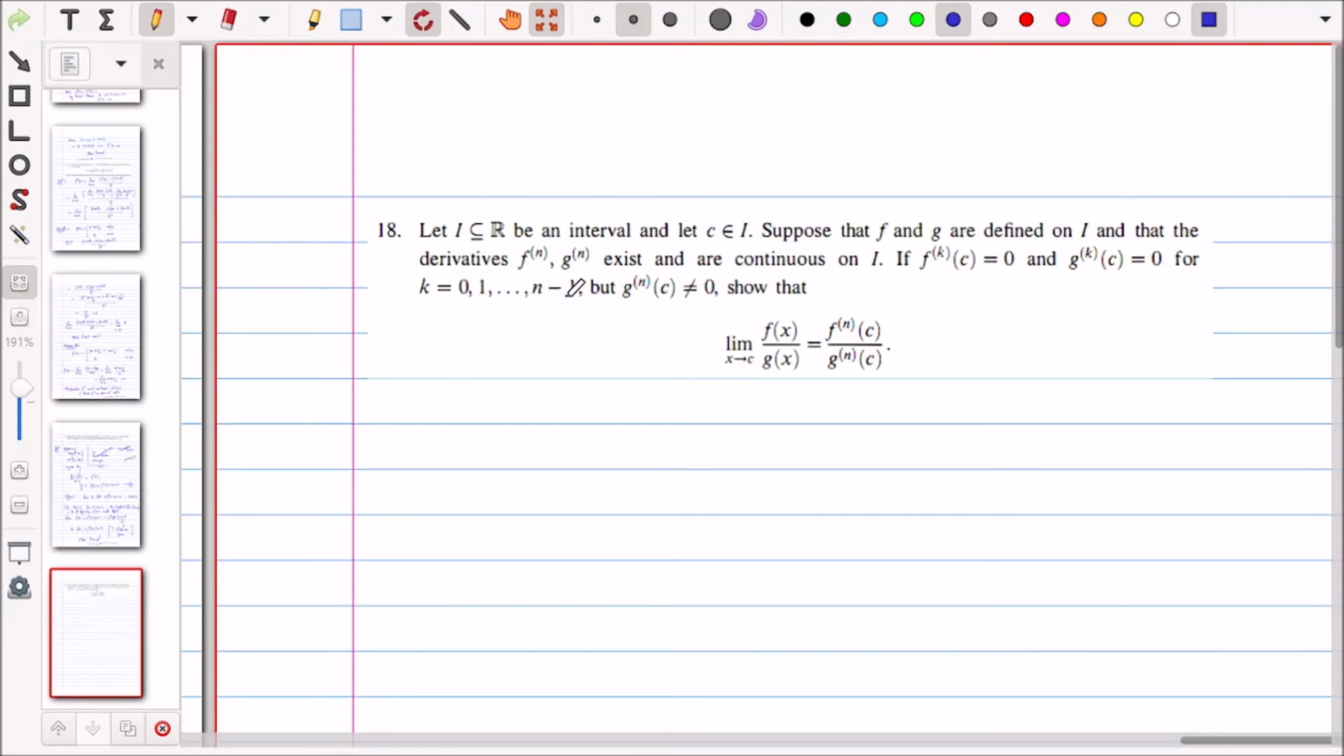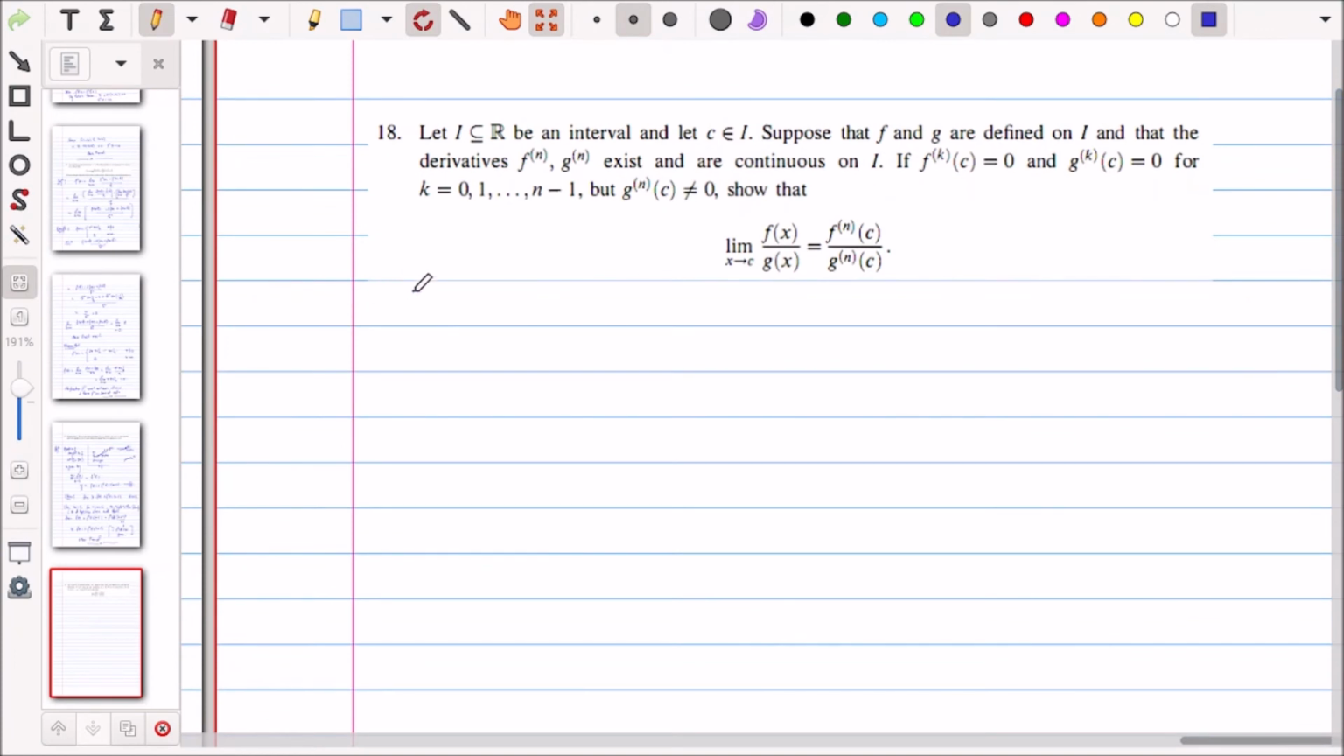So that means f(c) is 0, f'(c) is 0, f''(c) is 0, and f^(n-1)(c) is also 0. And we are also given that g(c) is 0, g'(c) is 0, and up to g^(n-1)(c) is 0. But we are also given that g^(n)(c) is not equal to 0. So what we will do is apply Taylor's theorem first to f and then to g, and then we will take the limit and use the continuity of f^(n) and g^(n) to get the desired result. So let us start.